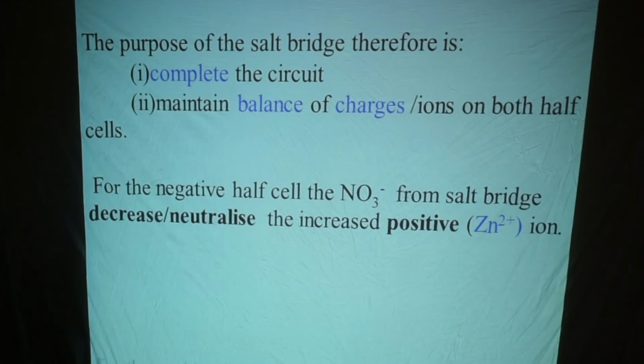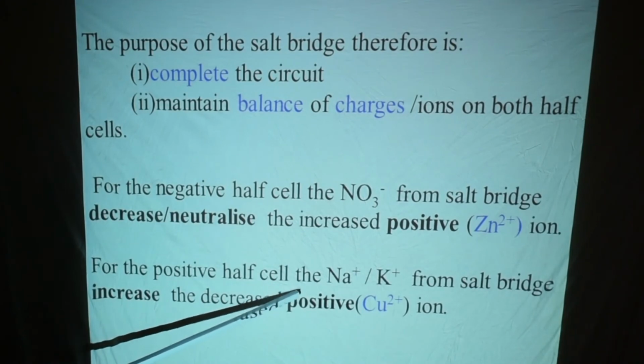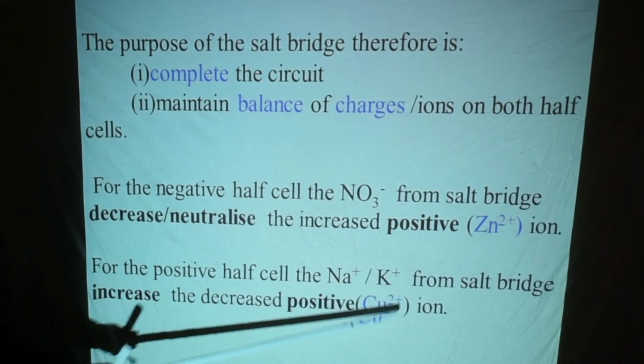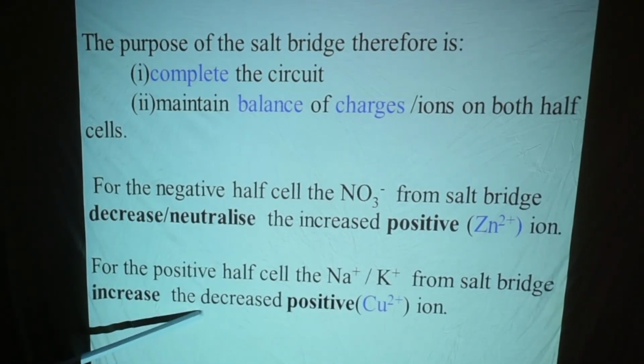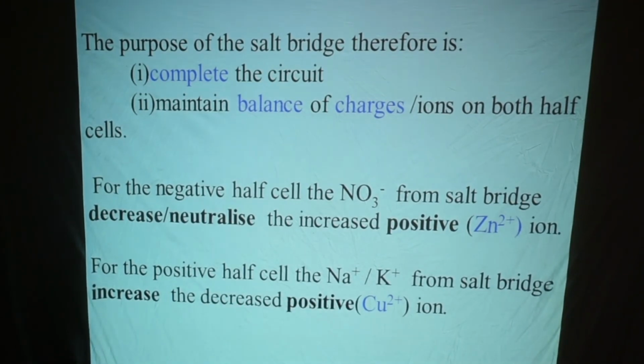On the other side, for the positive half cell, the sodium or potassium ions from the salt bridge replenish the decreased positive copper(II) ions. So it is increasing that and bringing it to a position where we have a balance of charges. It is maintaining the balance of charges, as we have said.